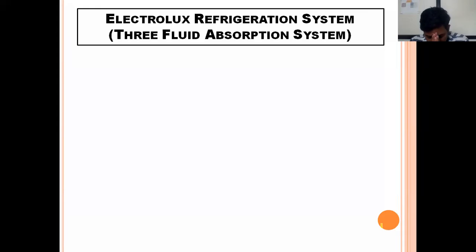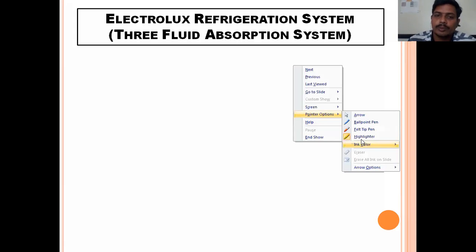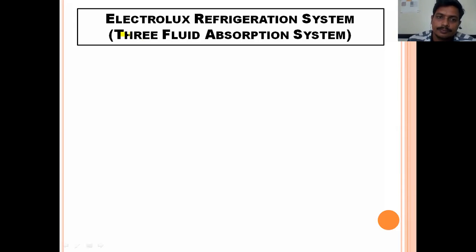Okay. Now, second last system related to vapor absorption refrigeration system is called the Electrolux refrigeration system, that is also called a three-fluid absorption system. Electrolux refrigeration system is also called a three-fluid vapor absorption refrigeration system. Now, why is this system called a three-fluid vapor absorption refrigeration system?